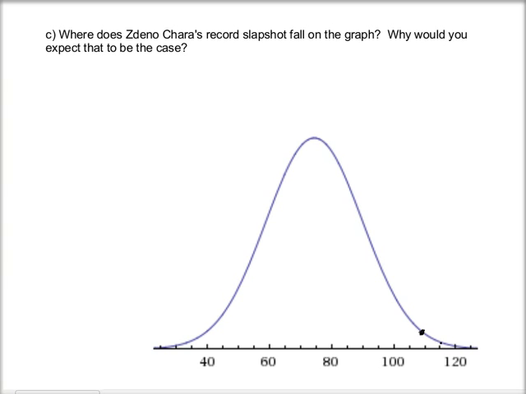And it looks like from my curve, maybe I could have other players up here who had faster slapshots, but we know that this curve is actually just an approximation of the distribution, so it makes sense that maybe the curve keeps going out a little bit further after my record speed slapshot.